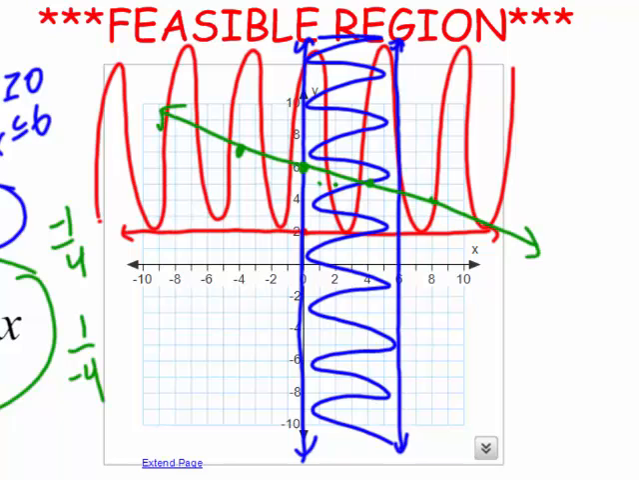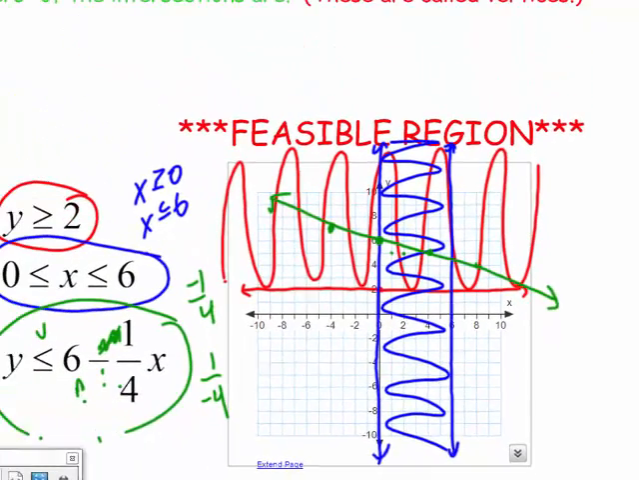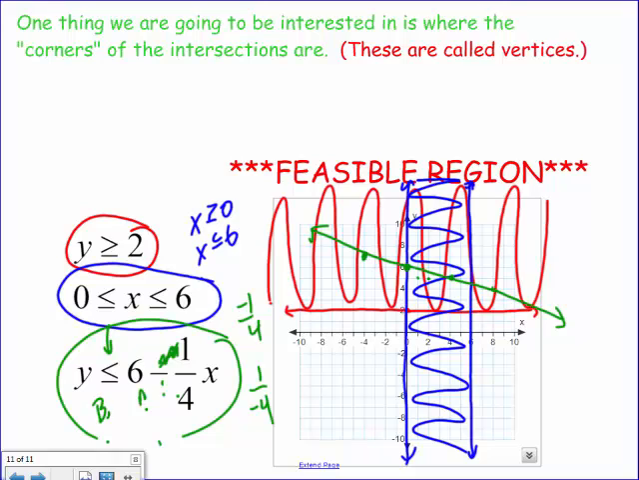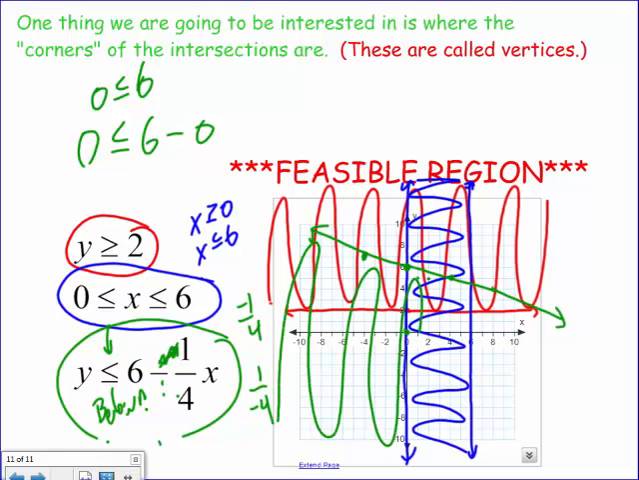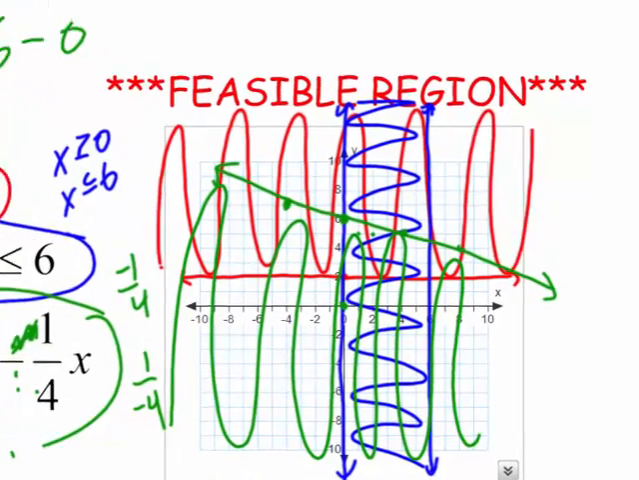And whether I shade above or below, well, you can actually kind of look at your inequality symbol and tell. It's less than or equal to, so that should give me the sense that I'm going to shade below. If I tested the point 0, 0, I'd have what? 0 is less than or equal to 6 minus 1/4 times 0, which is 0. Is 0 less than or equal to 6? My fault. Yes, it is. So I would shade below. So you can actually just look at that symbol and should be able to tell. So I shade below the green line, which is like this.